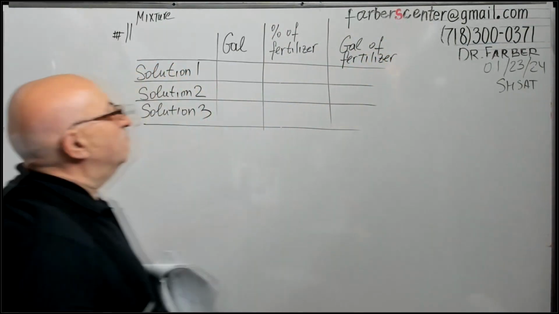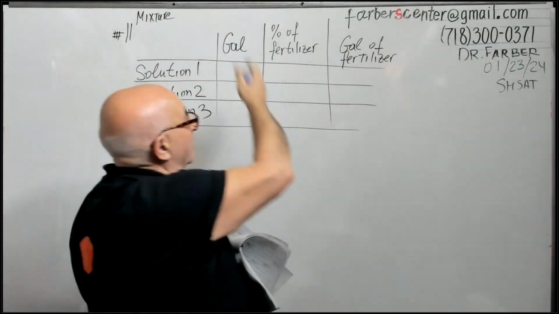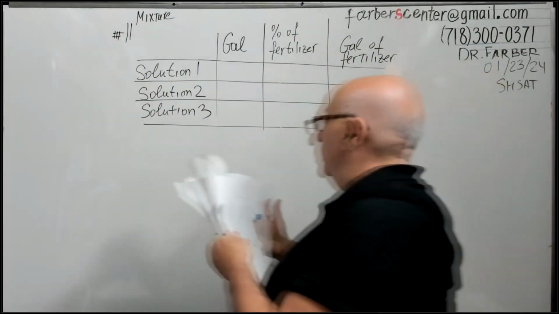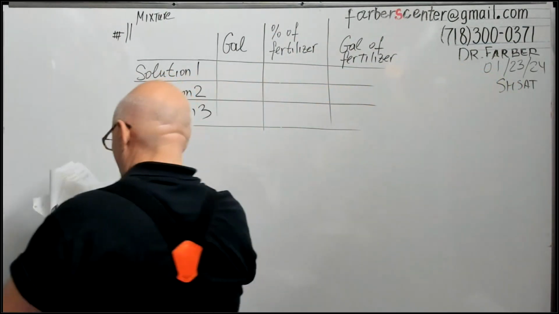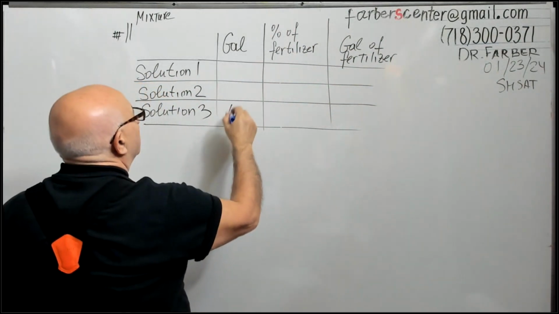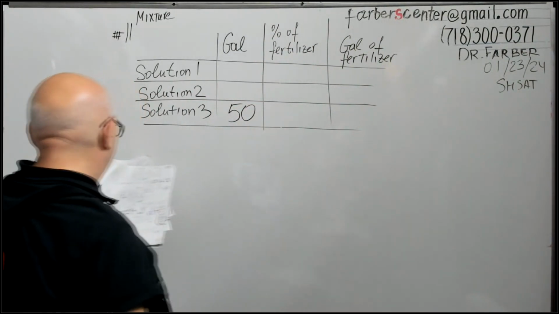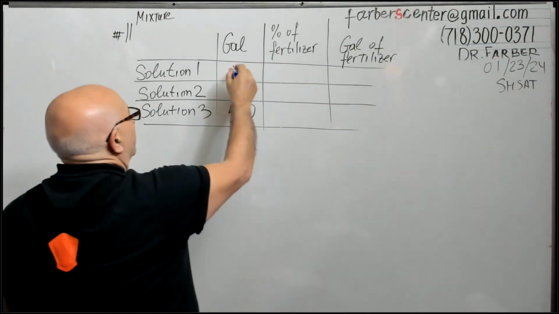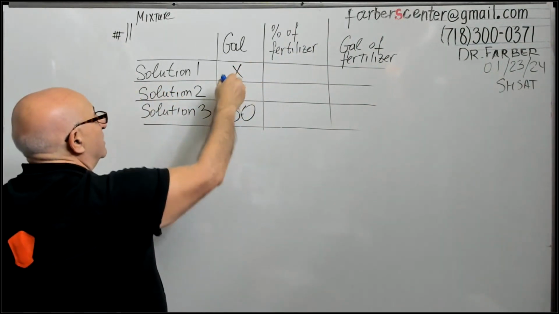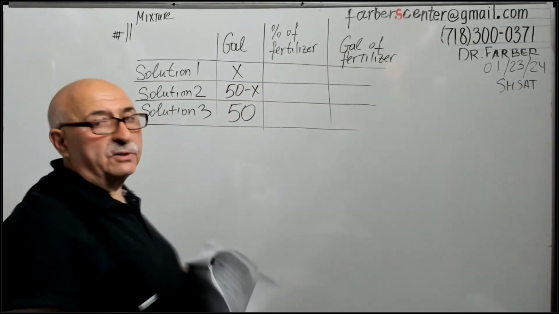Now, again, three objects and three properties. Incorporate data, read this question. So you know the final solution is supposed to be 50 gallons. And they ask you how much you have to use of solution 1. We don't know, they don't know either. If this is 50 total and this is X, this would be 50 minus X. Any questions so far?